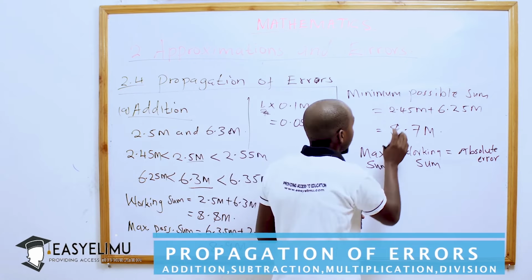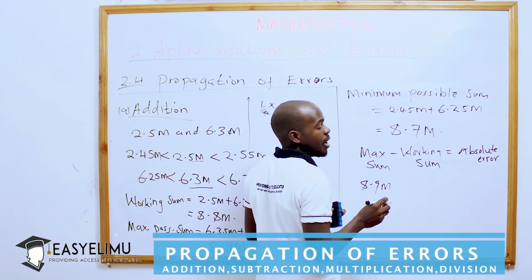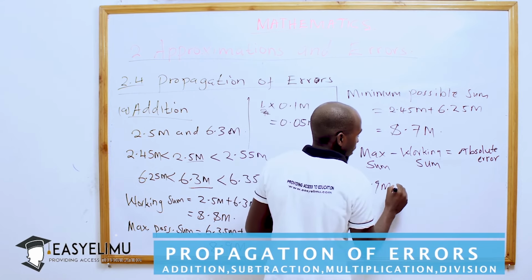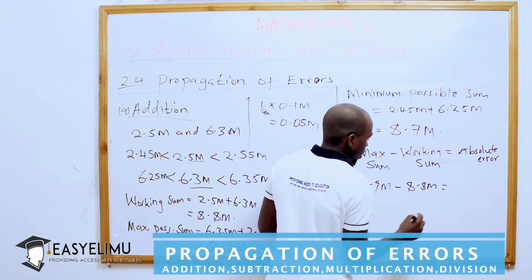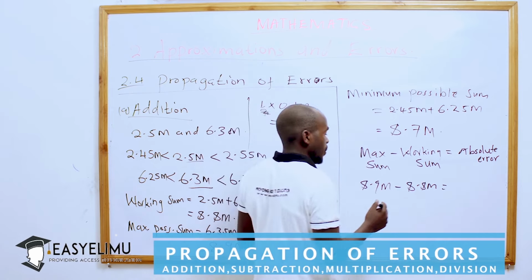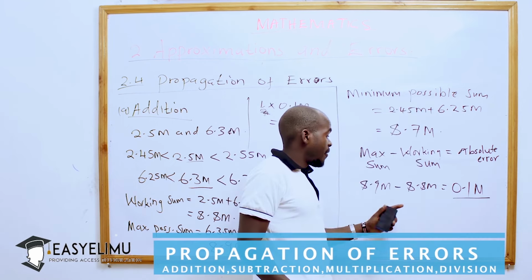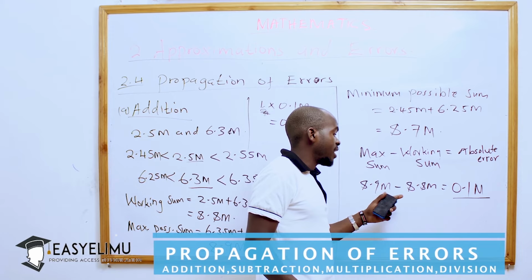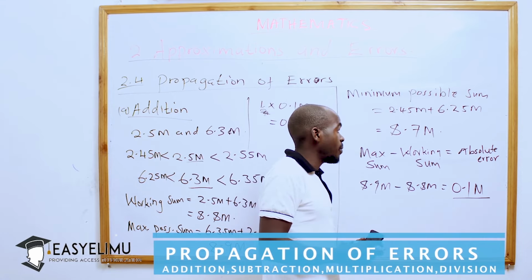Here we have 8.9 meters as the maximum possible sum. And then we subtract the working sum, which was 8.8 meters. So we have found 8.9 meters minus 8.8 meters, we are going to get 0.1 meter.